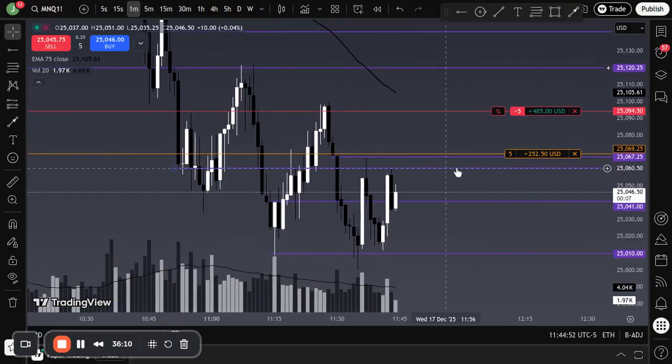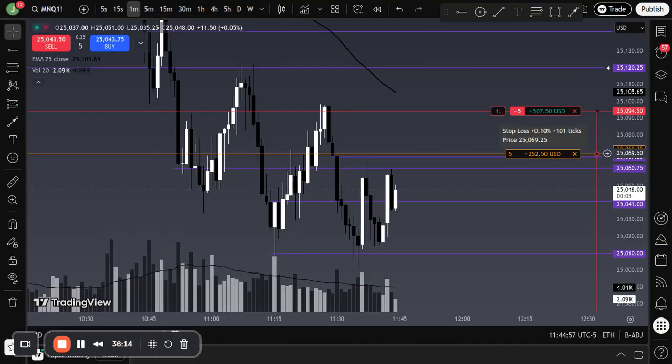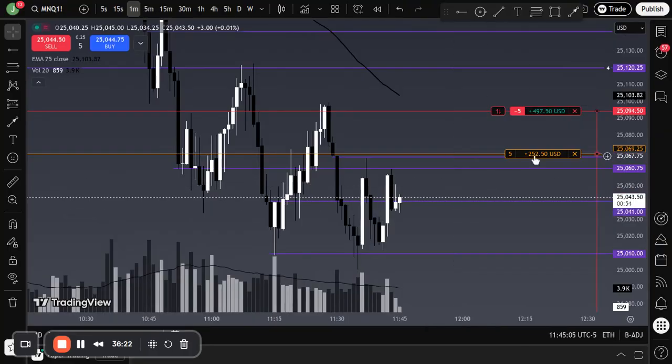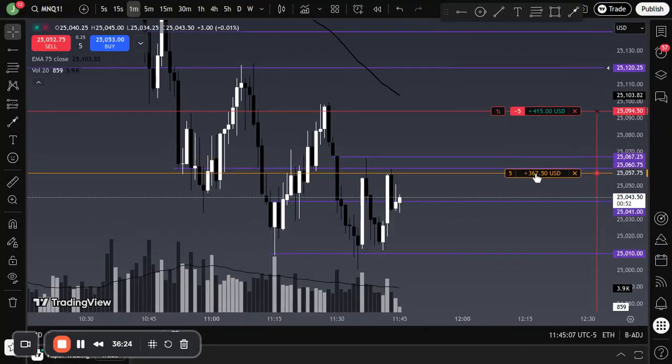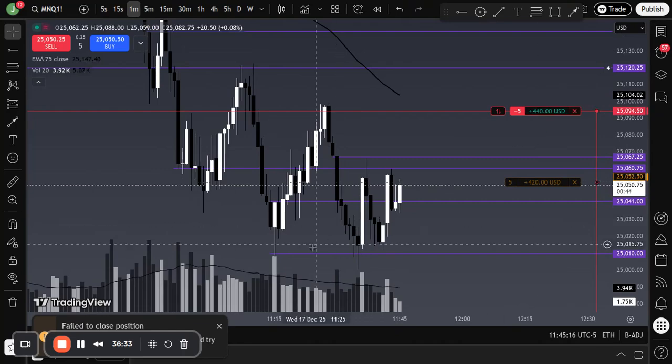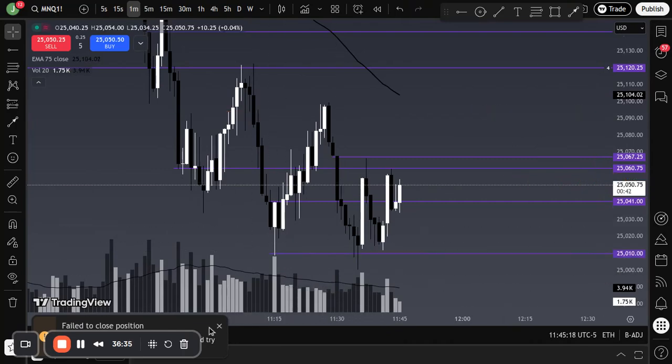I really don't want to see this high go now. All right, I like that we just closed back beneath that. Let's see if we engulf. If we engulf this level of price, then it's over. Yep, it's over. Failed to close position. Okay, there it is.